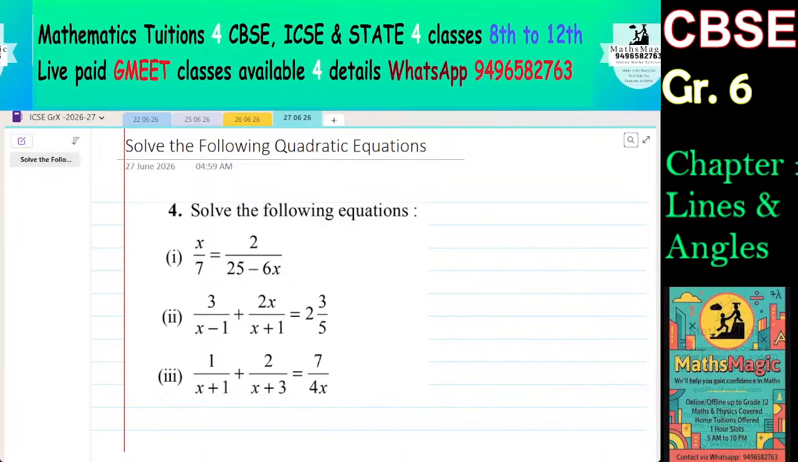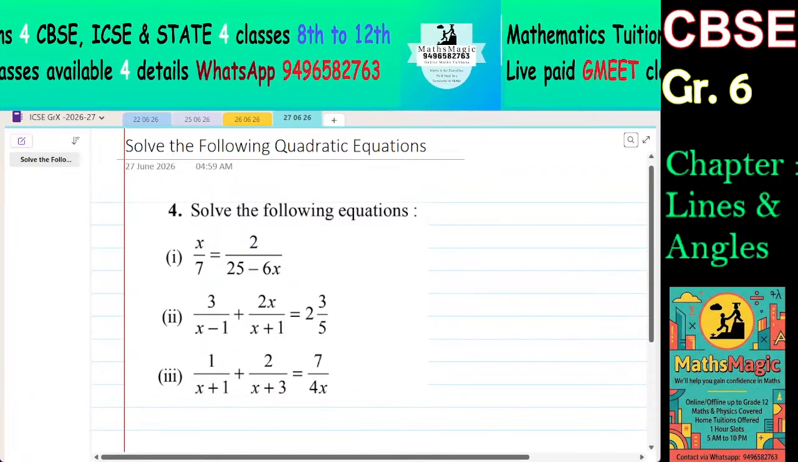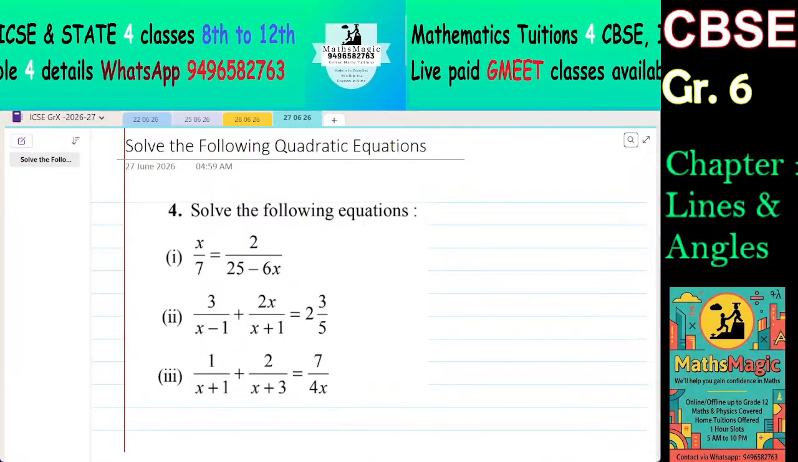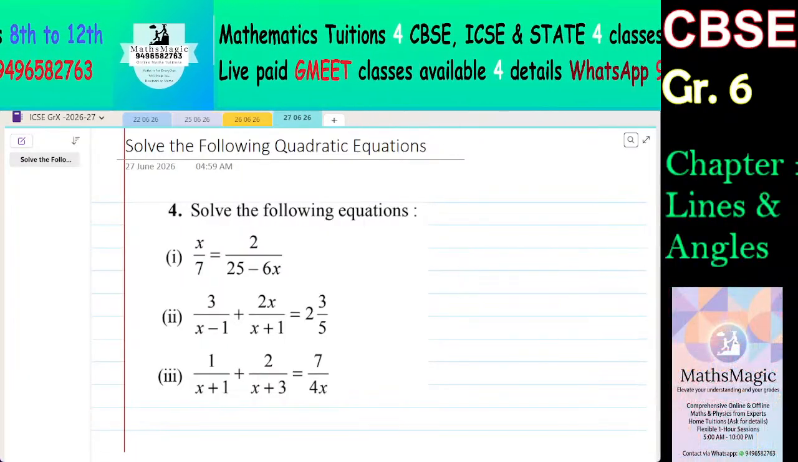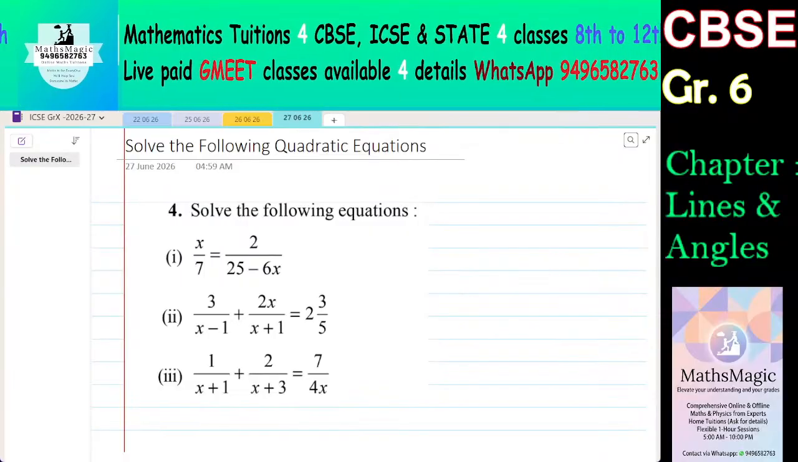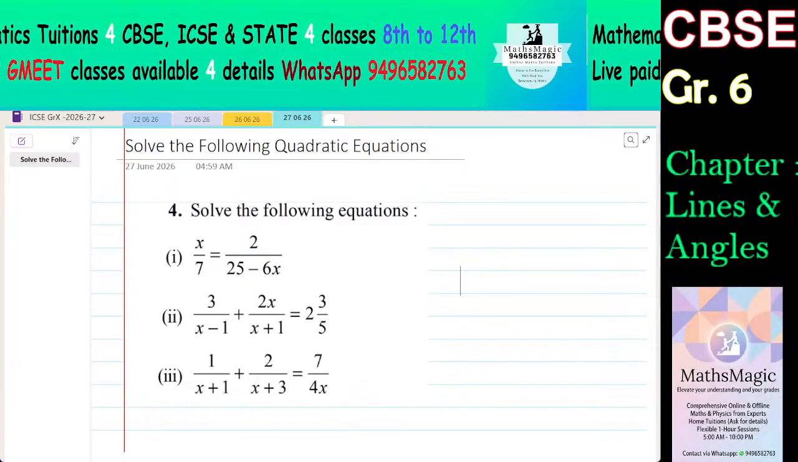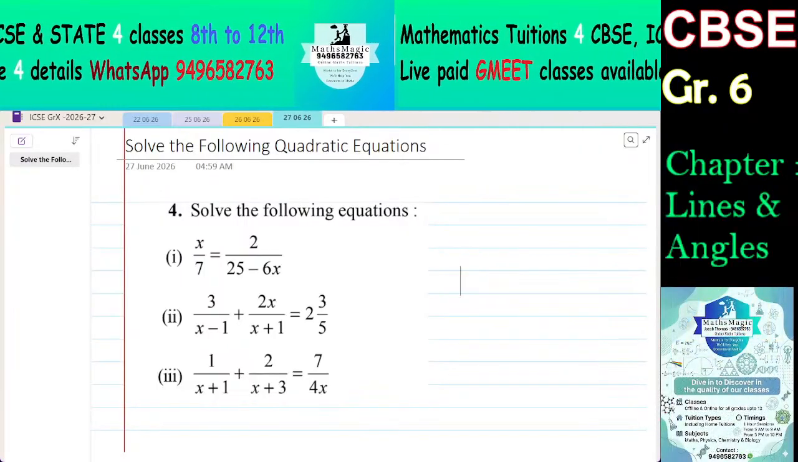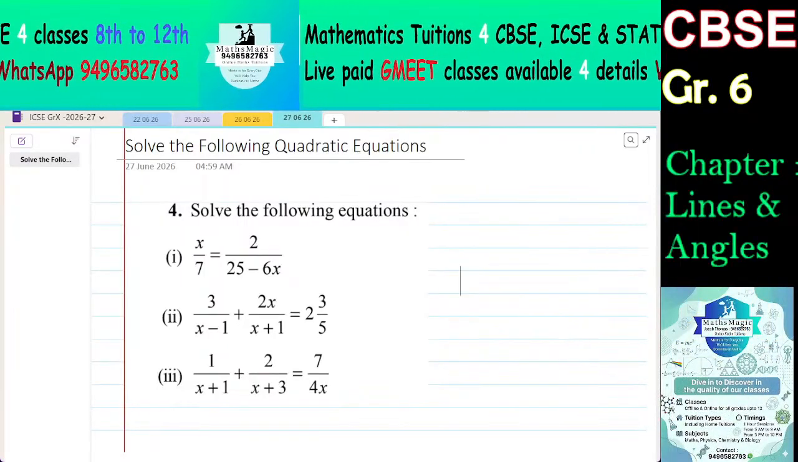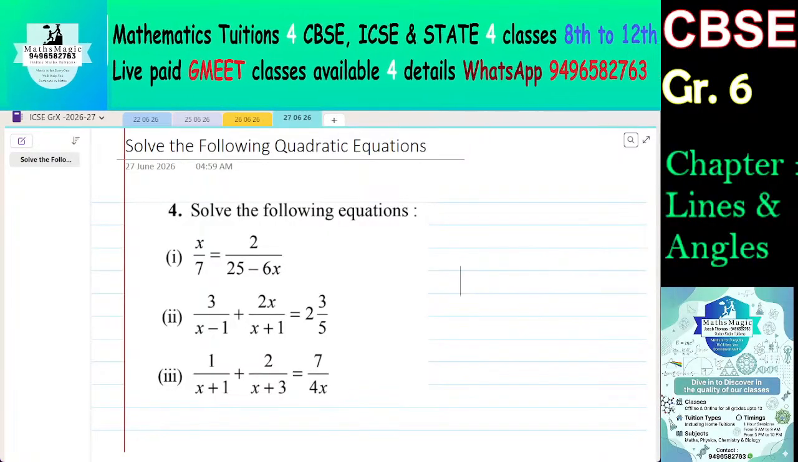Today we are going to solve these three questions. Solve the following equations. The first one is x by 7 equals 2 by 25 minus 6x. Next one is 3 by x minus 1 plus 2x by x plus 1 equals 23 by 5. The last one is 1 by x plus 1 plus 2 by x plus 3 equals 7 by 4x.